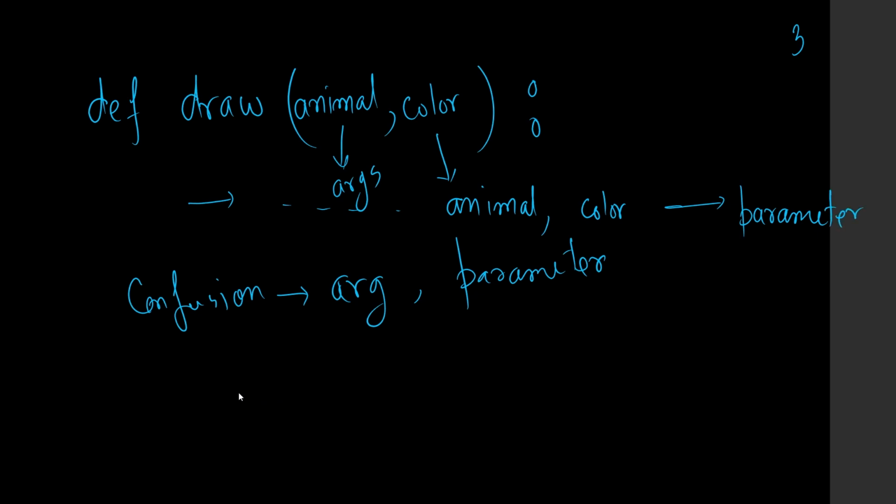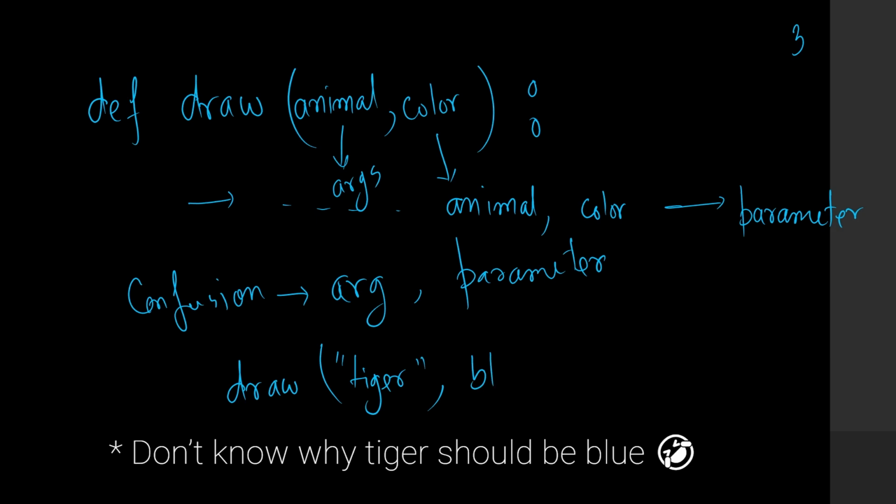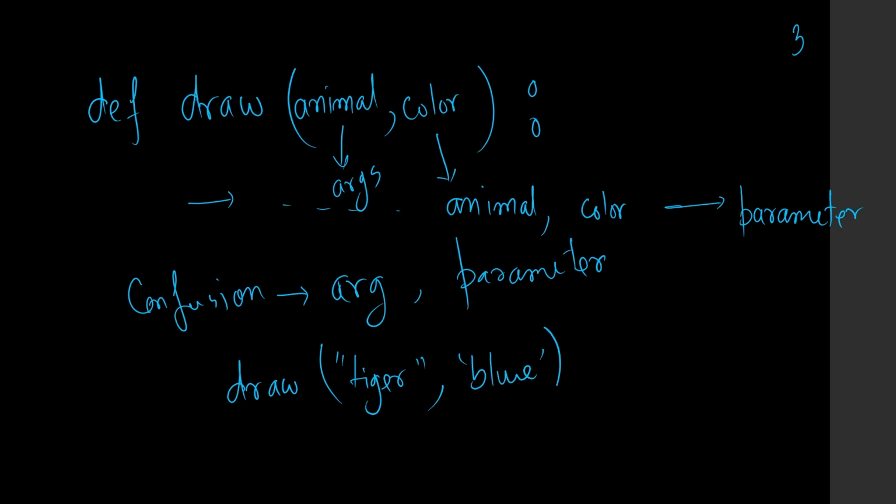From outside, when we are actually calling the function, let's call the function draw, and animal can be a string. Let's take tiger, and the color can be blue. When we are actually calling this particular function, then these values are called arguments. So it is argument 1, this is argument 2, like that. Cool. So let's go to the screen and see some examples.